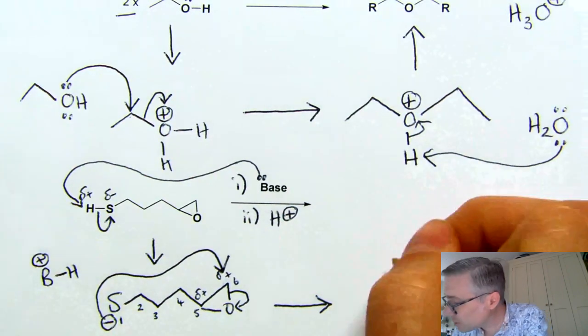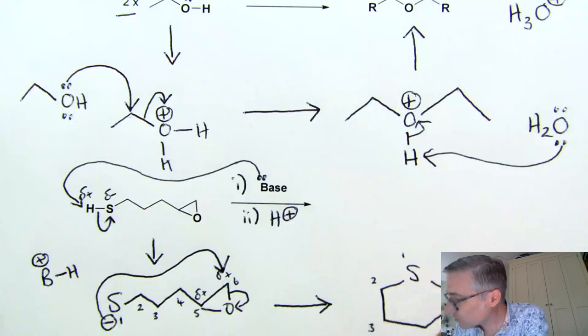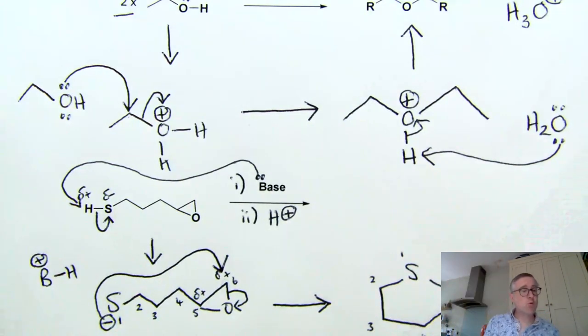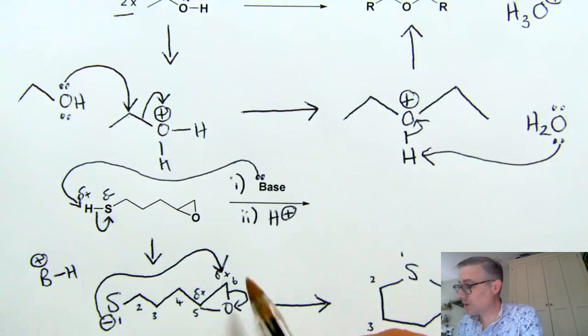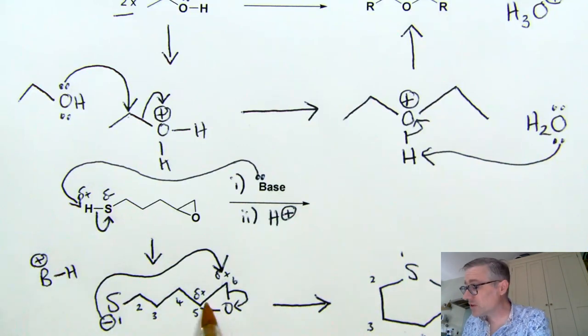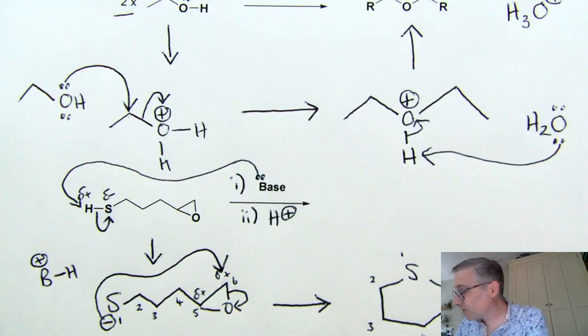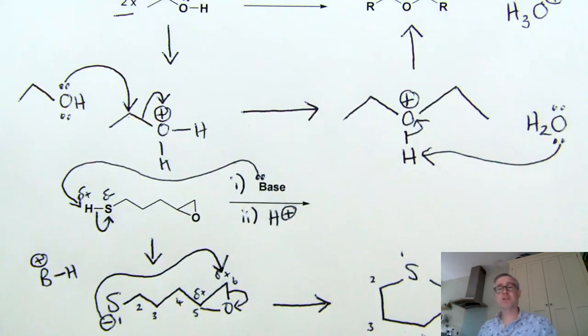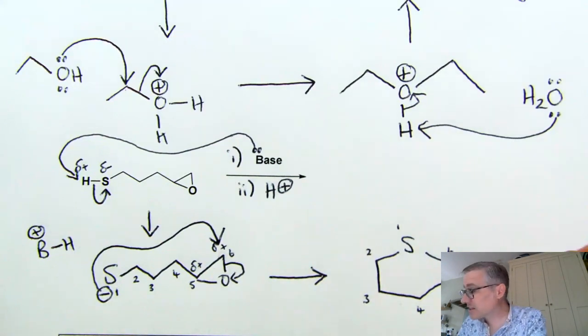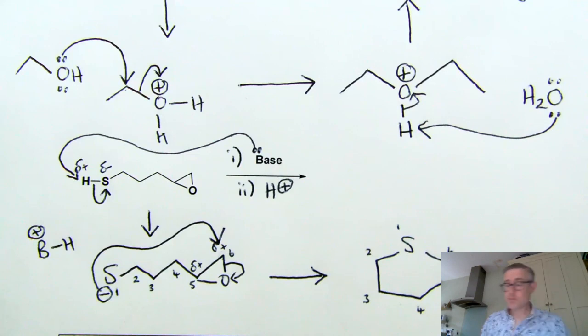And I can put those numbers on. 1, 2, 3, 4, 5, 6. Then what are we left with? Well, we broke the bond from 6 to oxygen, but we do still have a bond from 5 to oxygen. So we need to draw a bond from 5 to oxygen. And of course, the oxygen has taken on a negative charge as that's pushed in.